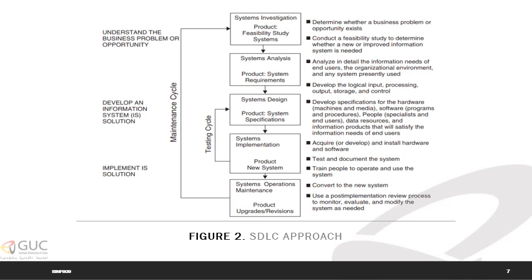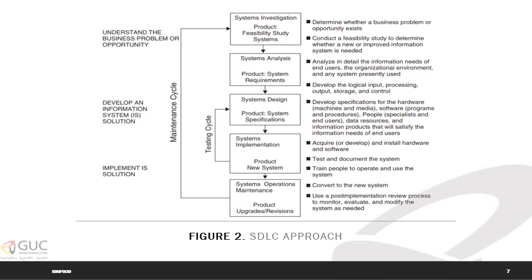In system implementation, we acquire or develop and install hardware and software, test and document the system, and finally train the people to operate and use the system. The product of this phase is the new system.